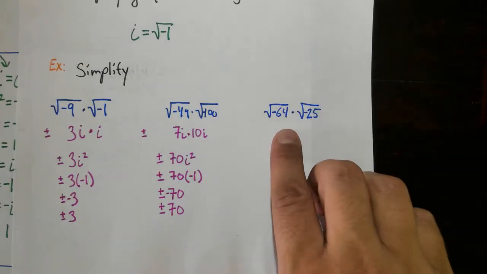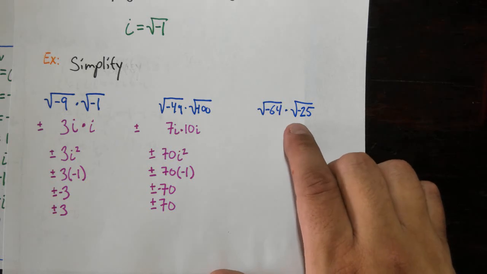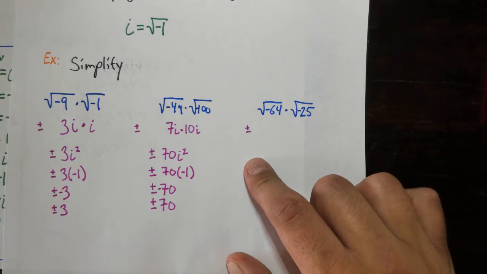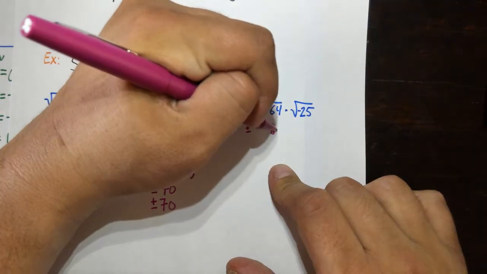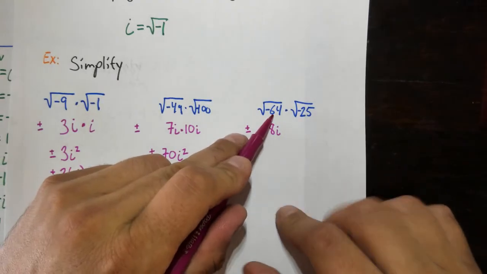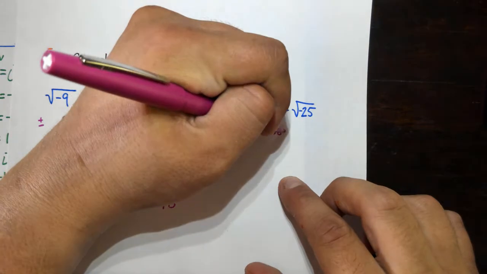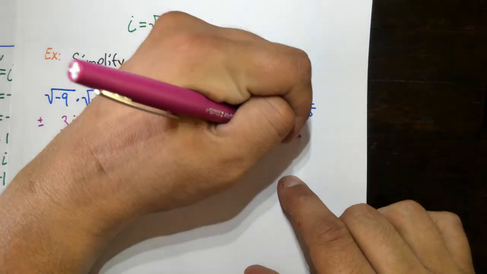So let's talk about this last example here. Square root of negative 64 times square root of negative 25. So I'm going to just write my plus or minus out front here so I don't forget. And then the square root of negative 64 is going to be 8i, because the square root of 64 is 8. Square root of that negative is i. Times square root of negative 25 is 5i.